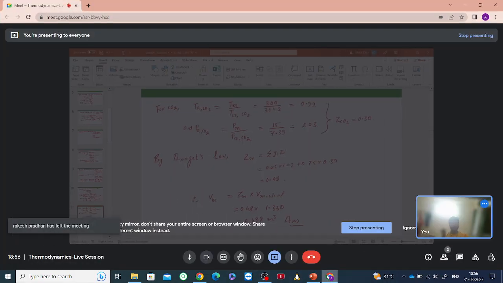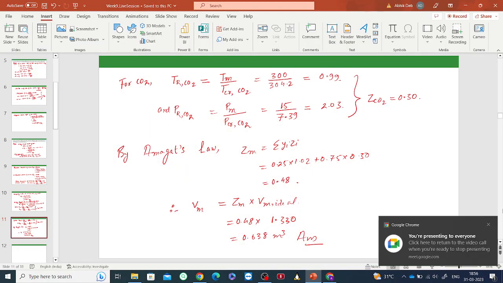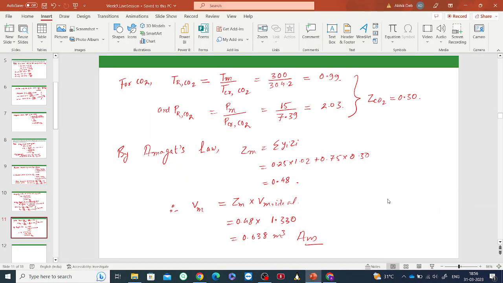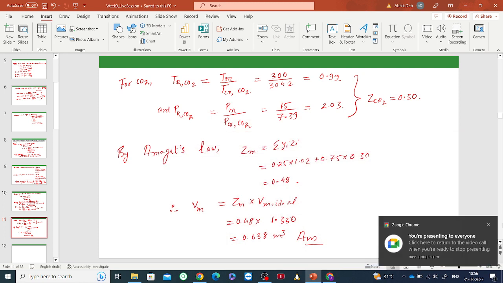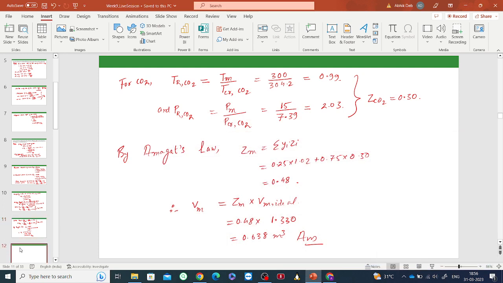So I am taking that there is no doubt. I will move on to the next part of the problem. And now we will use the same thing, I mean, for the same problem, we will use Dalton's law and the compressibility.